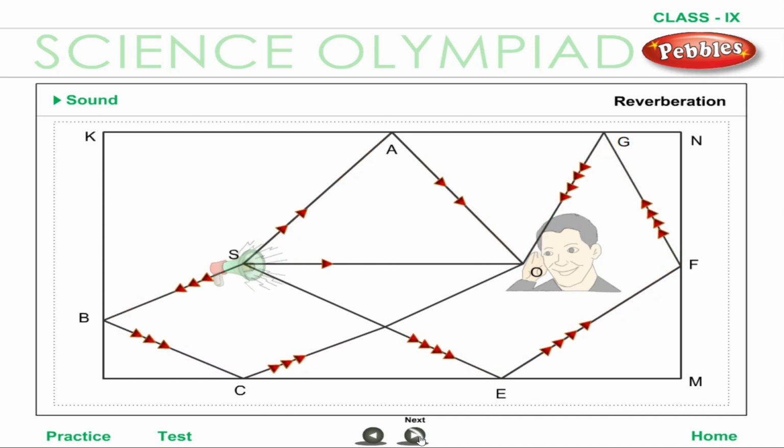Let S represent the source of sound, say a loudspeaker, and O represent the position of the observer in the closed room. Then the observer receives the direct sound along the path SO and also hears the same sound along the path SAO after one reflection at A, along the path SBCO after two reflections at B and C, and along the path SEFGO after three reflections.